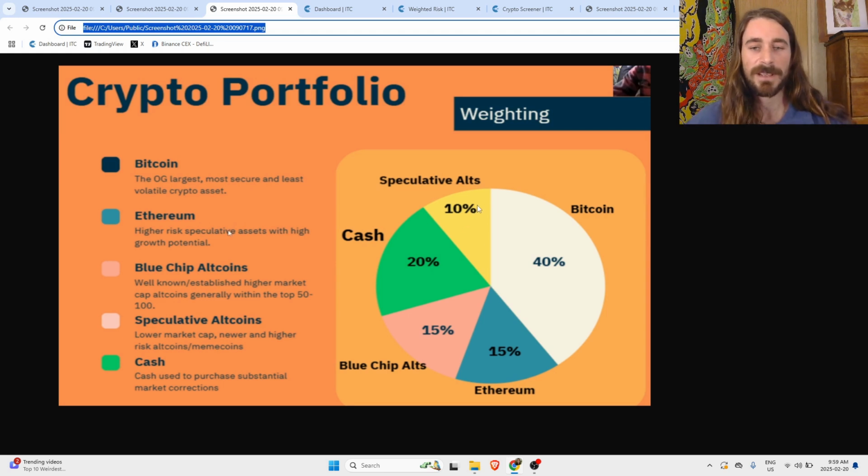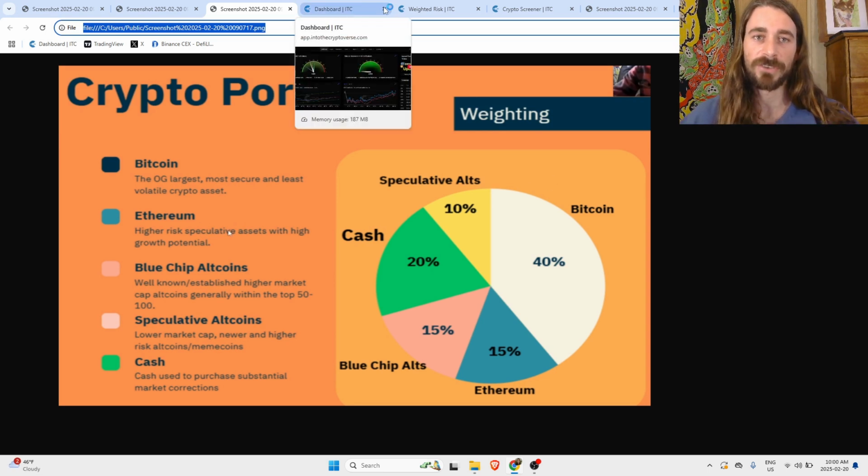Again, I talk about not everyone having the same strategy or risk tolerance. That's a big thing I want to emphasize. We all don't have the same goals, but we all want to make money. The way we do it and the way we structure our portfolios is going to change a little bit.